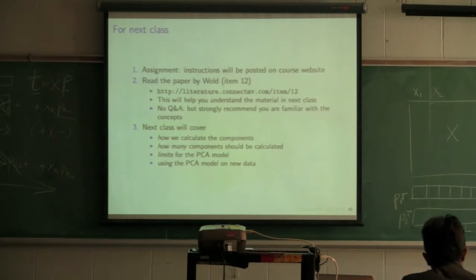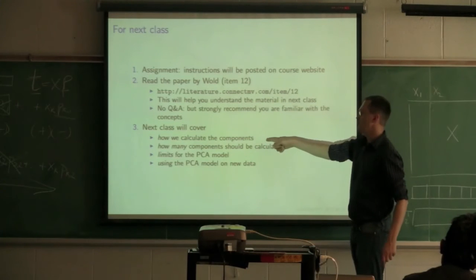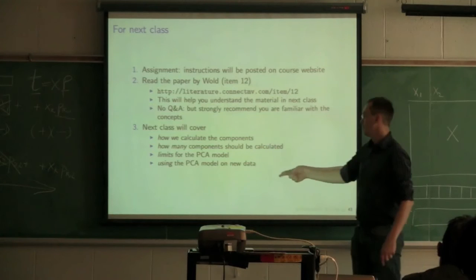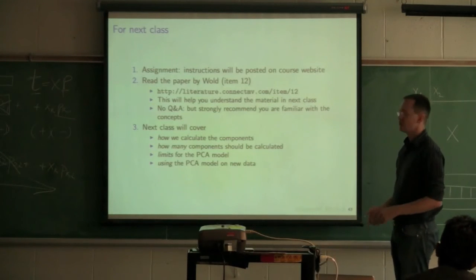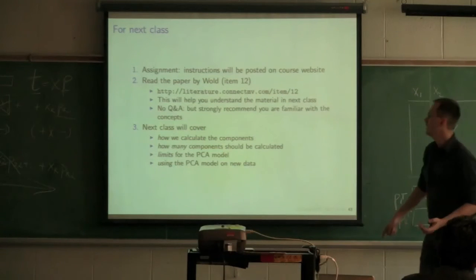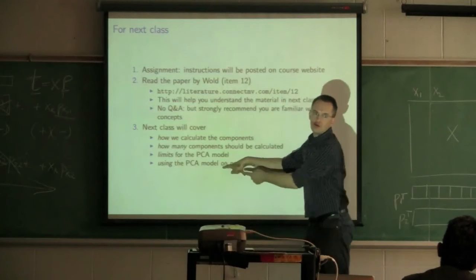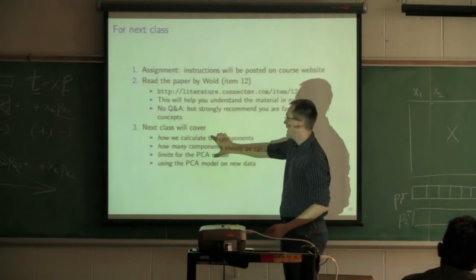What we're going to do in the next class is come to this question that everyone's dying to know: how do we calculate components? How many components should we calculate? We'll look at some concepts regarding limits on the PCA model and how to use the PCA model on new data. Although I suspect with the amount of work we're going to cover here that I'll bump this over to the following class. So that's where we're heading.